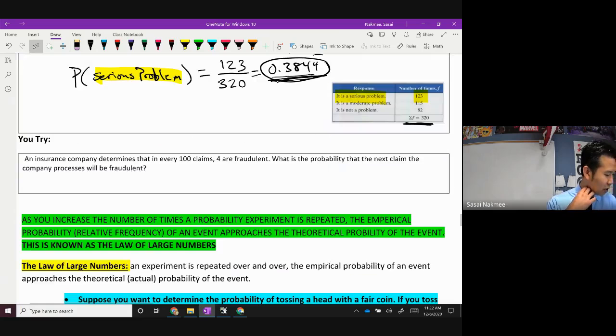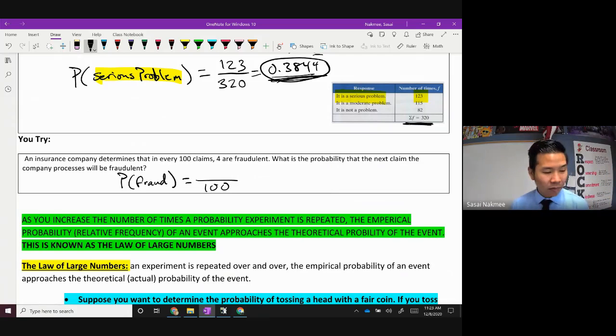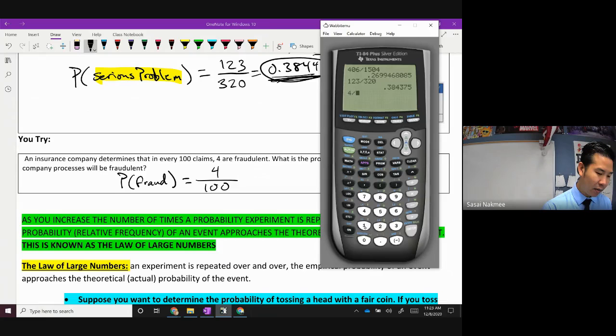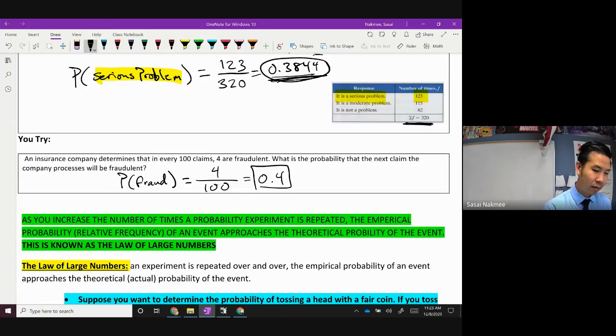Let's take a look here. An insurance company determines that for every 100 claims, 4 are fraudulent. What is the probability that the next claim the company processes will be fraudulent? Well, how many claims have they done in total? We simply write that out. They've done 100 claims. How many of those 100 claims were fraudulent? Only 4 of them. That's all you have to do to set this up. Plug it into your calculator, 4 out of 100, and you end up with 0.04. And that's it.